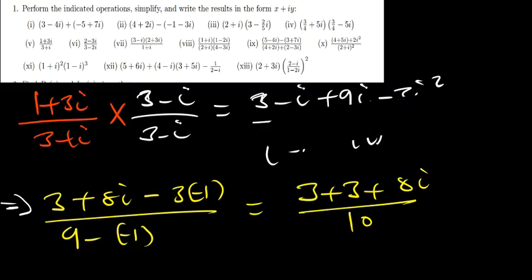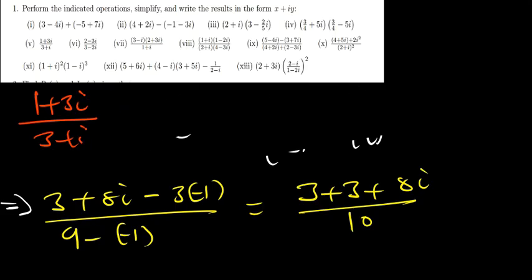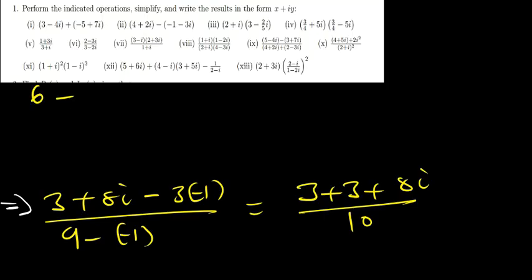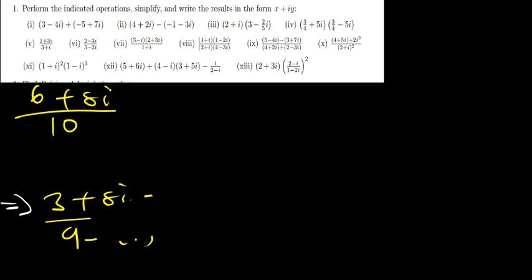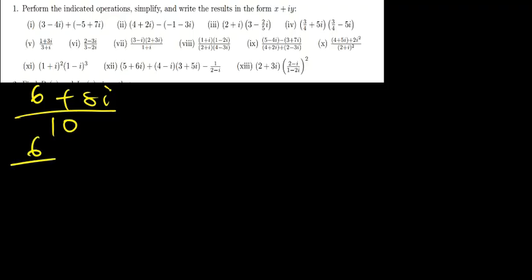Now we can clearly see that this is going to give us 3 plus 3 is 6. So I have 6 plus 8i divided by 10. But remember, we are trying to write this in the form of x plus iy. So I'll say this is the same as 6 over 10 plus 8 over 10i, like that.